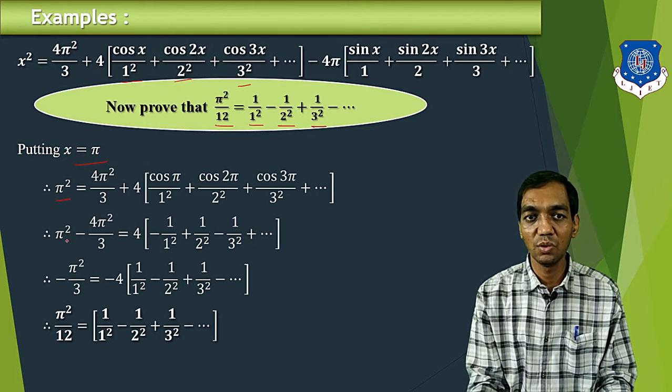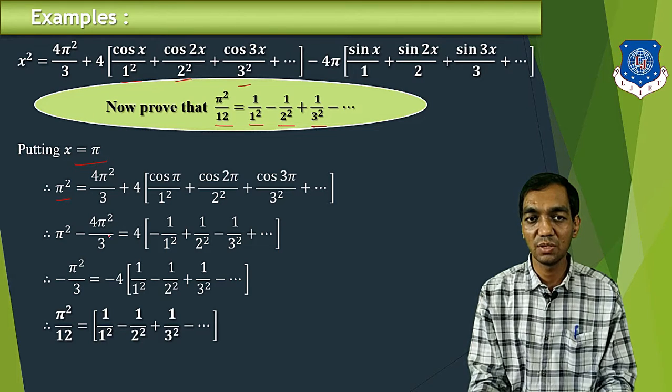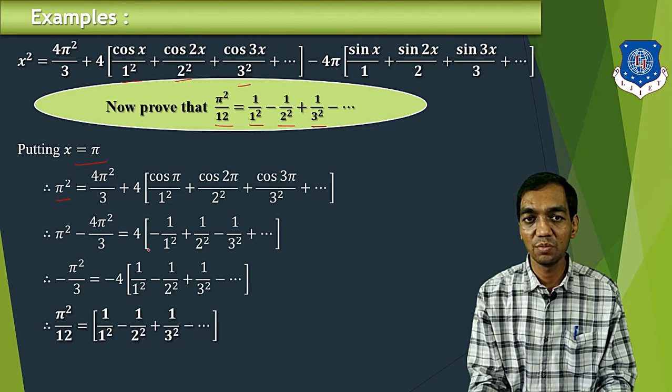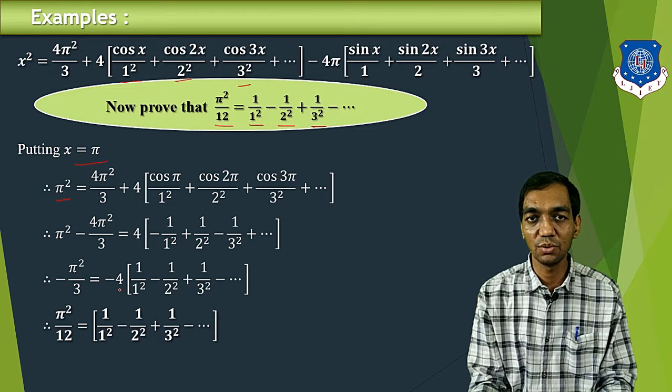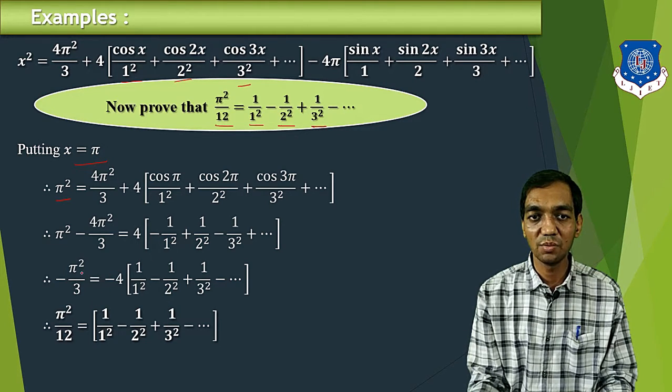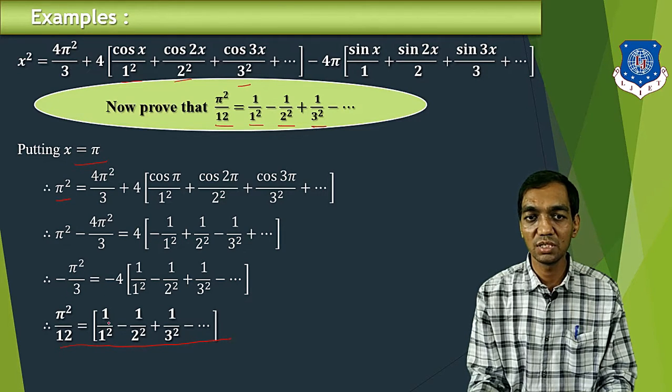Simplifying this term, you will have 3 pi square minus 4 pi square, that will be minus pi square by 3. And taking minus common from this term, that will give you minus 4 into 1 upon 1 square minus 1 upon 2 square plus 1 upon 3 square minus 1 upon 4 square and so on. So minus minus will cancel out and 4 goes to the denominator, that will give pi square by 12 is equal to 1 upon 1 square minus 1 upon 2 square plus 1 upon 3 square and so on.